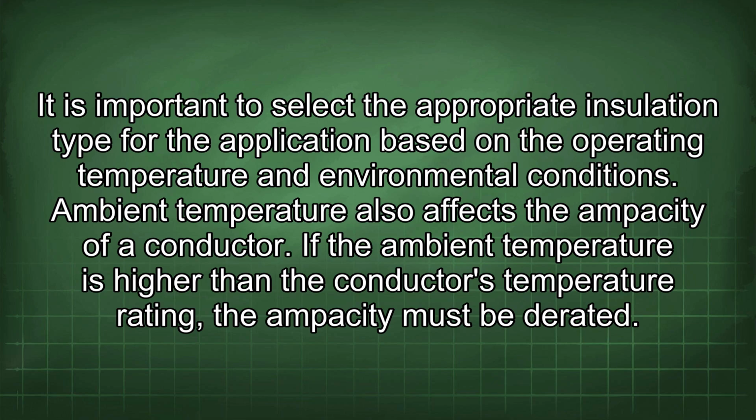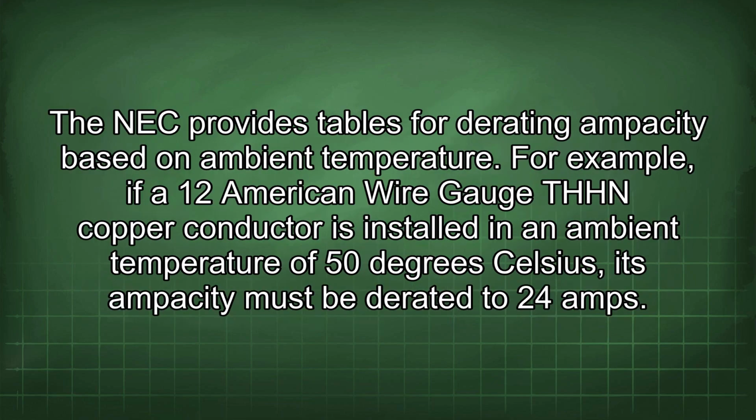Ambient temperature also affects the ampacity of a conductor. If the ambient temperature is higher than the conductor's temperature rating, the ampacity must be derated. The NEC provides tables for derating ampacity based on ambient temperature. For example, if a 12 American wire gauge THHN copper conductor is installed in an ambient temperature of 50 degrees Celsius, its ampacity must be derated to 24 amps.